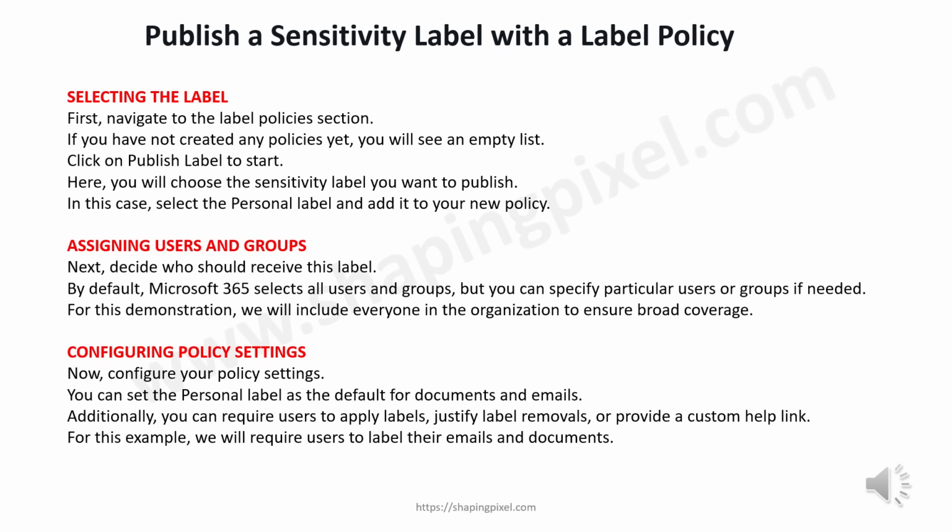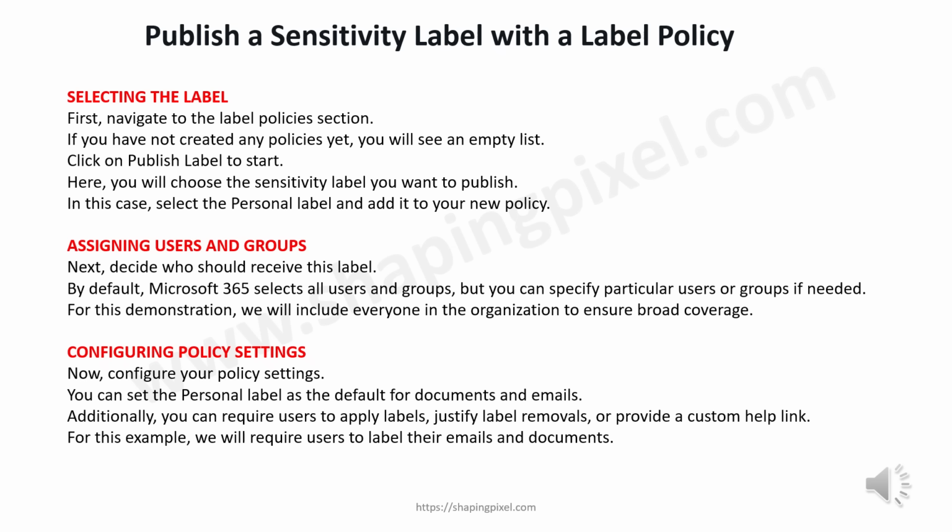Let's walk through how to publish a sensitivity label in Microsoft 365 using a label policy. Previously, we created a label called Personal. Now we'll make this label available to users across Office apps like Outlook, Word, and SharePoint. First, navigate to the Label Policy section. If you have not created any policies yet, you will see an empty list. Click on Publish Label to start.